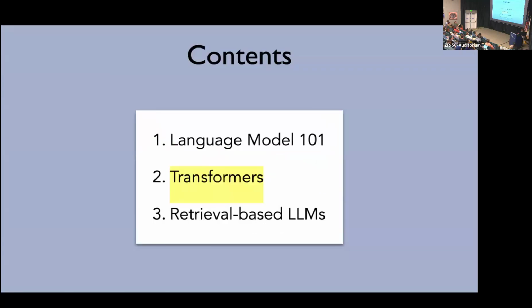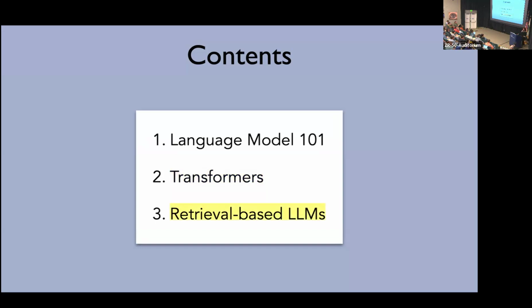Yeah, this is the end of the section about transformers. Any other questions? Cool. So now I'll move on to the next section, which is retrieval-based language models.